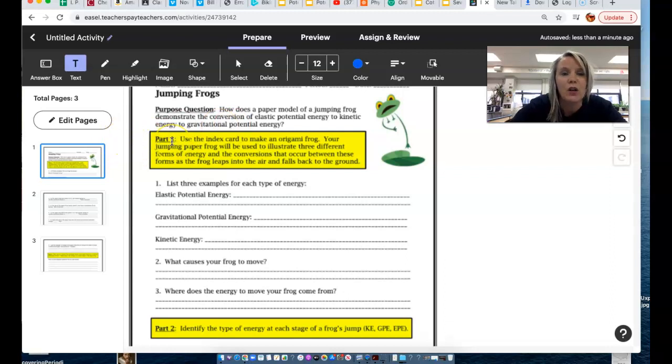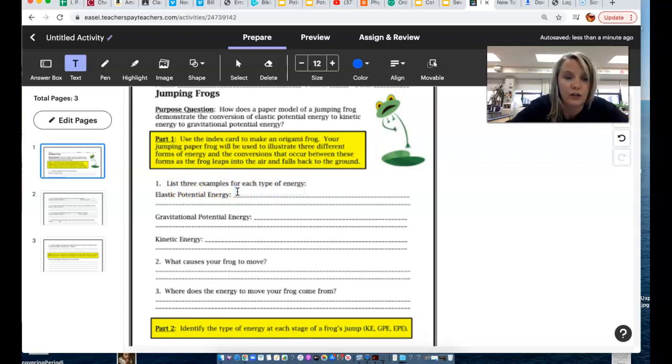Okay, so it says part 1, use an index card to make an origami frog. Your jumping paper frog will be used to illustrate the 3 different forms of energy and the conversions that occur between these forms as the frog leaps in the air and falls back down to the ground. Okay, well, we already took care of this part on Friday, so you should all have 1 or 2 paper frogs in front of you ready to roll. We are going to first off list examples of these different kinds of energy. Okay, it says list 3 examples for each type of energy.